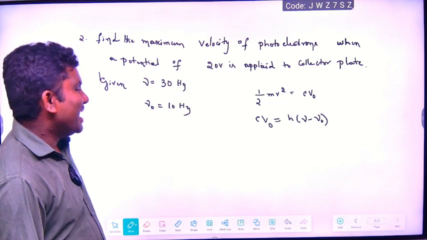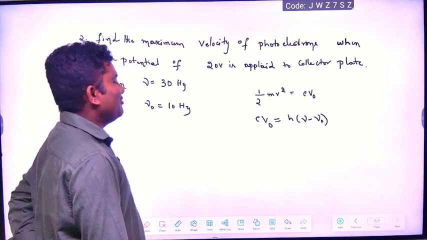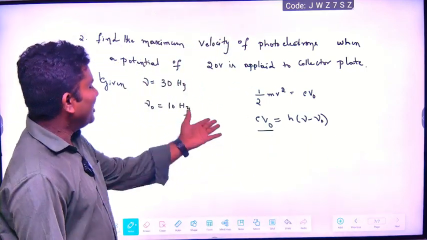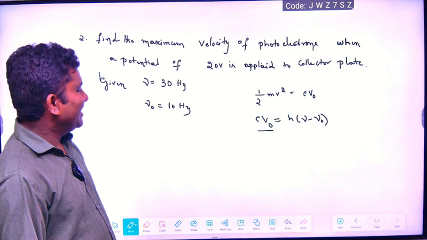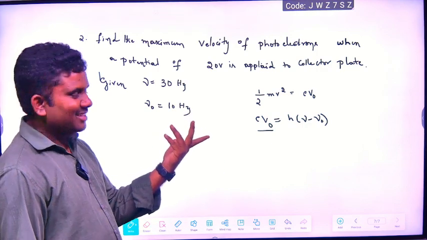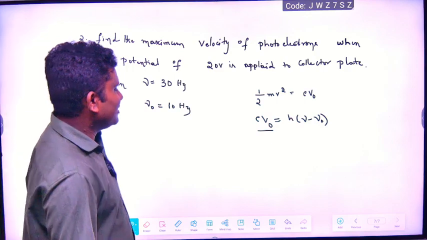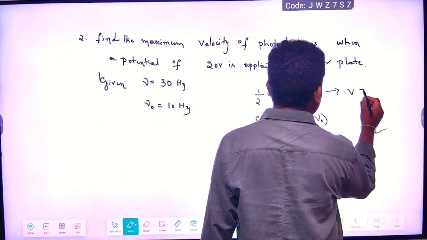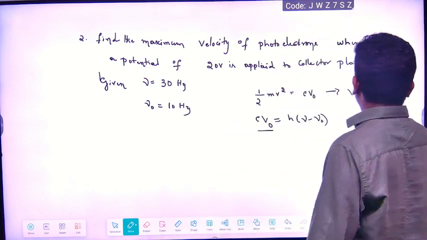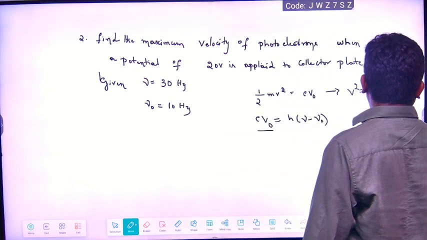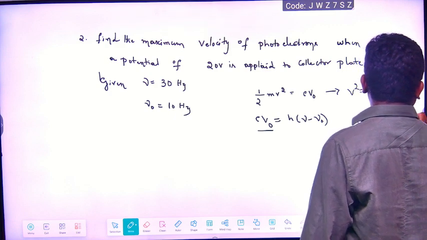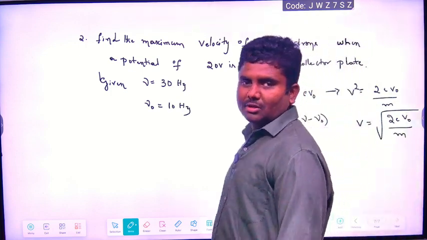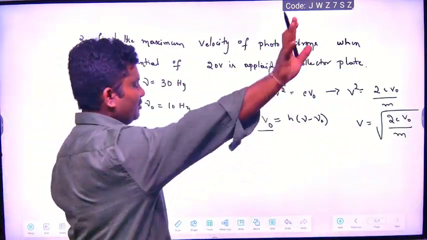Maximum velocity. First you find this e V naught. Oh, no need to find, no need to give 20 volt, they have already given. Correct, right? Everything is given, no need to find. Directly you can write. V square is equal to 2e V naught divided by m. So V is equal to under root 2e V naught divided by mass of electron. You should know the mass of electron. Then you can apply this. Otherwise, there is one more formula.